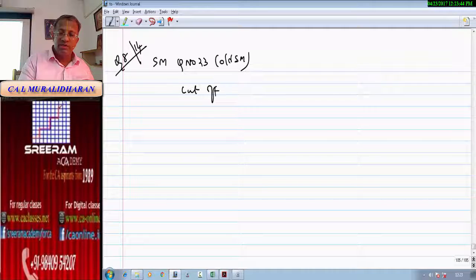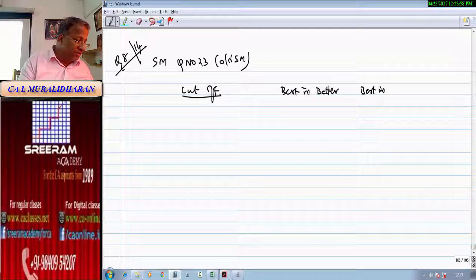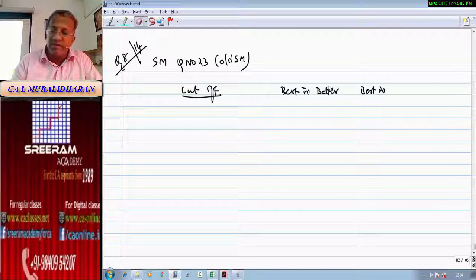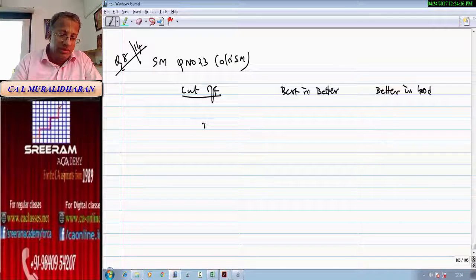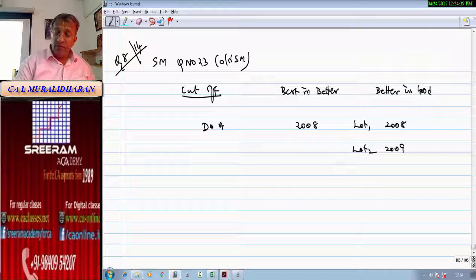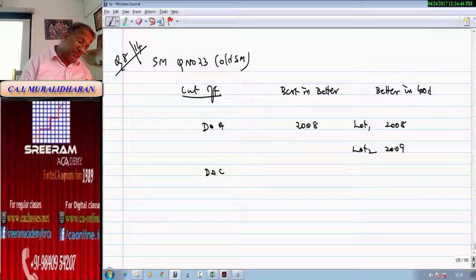So when we just note down the structure: Best in Better, Better in Good. Parent is not having any interest in sub-subsidiary. Date of acquisition: 2008, and here also 2008 for lot number 1 and lot number 2 (2009). Date of consolidation: 30th of June 2011.